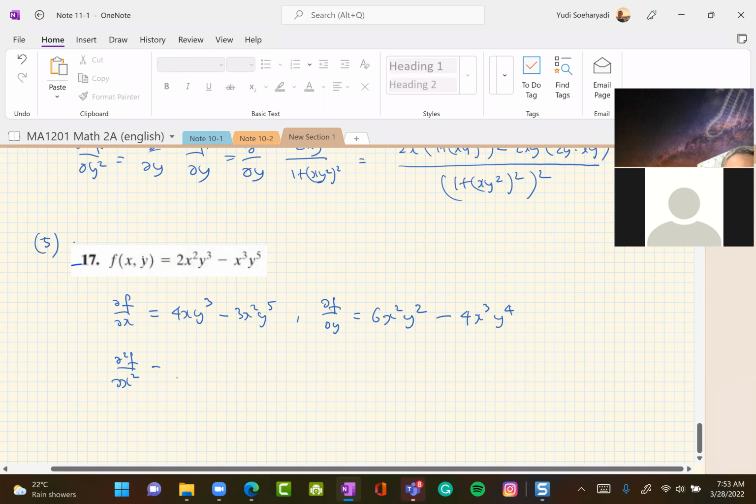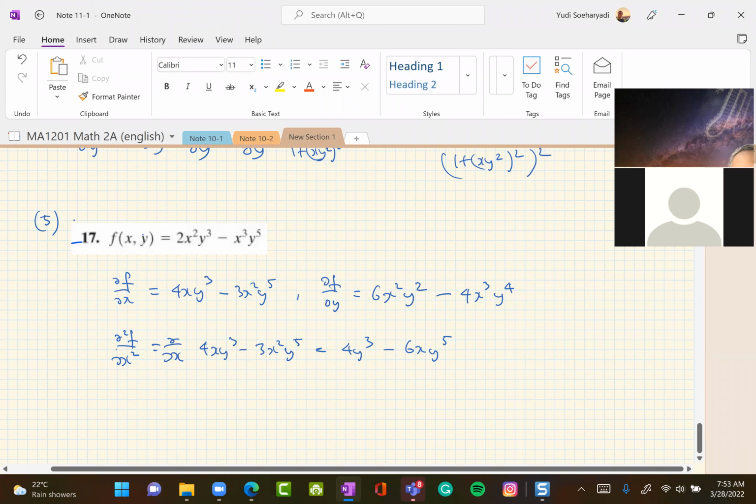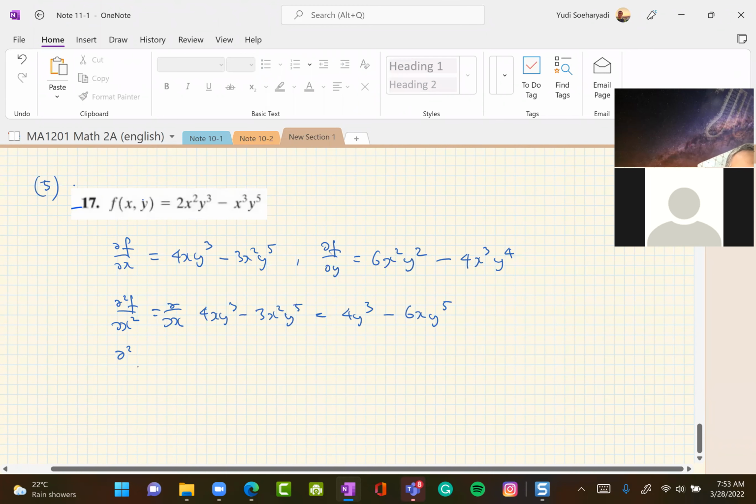So that means the dx of this, df dx, take the derivative with respect to x. So 4y cubed, and this becomes 6x y to the fifth. Okay, the x dy, right?